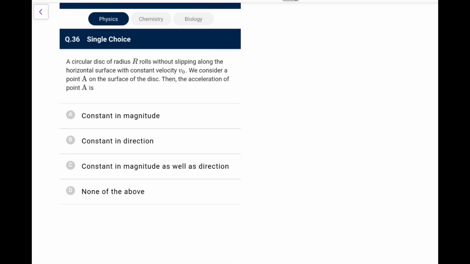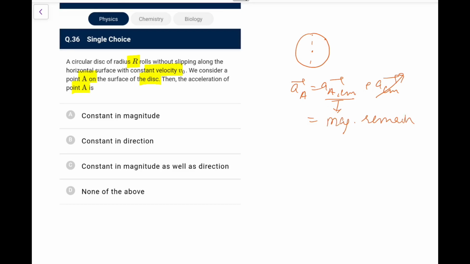Next. A circular disc, radius r, rolls without slipping along the horizontal surface with a constant velocity v0. We consider a point A on the surface of the rim, then the acceleration of point A is, okay, on the surface, so it could be any point now. Because this point is always changing the velocity, so the acceleration, in frame of CM I can see it is going through pure circular motion, so its acceleration would be directed towards the center, and we directly write acceleration of A would be acceleration of A with respect to CM plus A of CM, and here A of CM is 0. So acceleration of A with respect to CM is changing in direction because the center's direction is changing, but its magnitude will remain constant, not the direction, sorry. Direction keeps on changing, but the magnitude will remain the same.